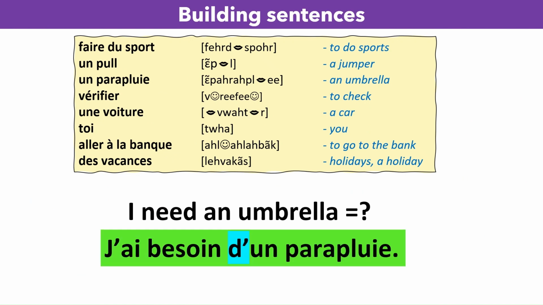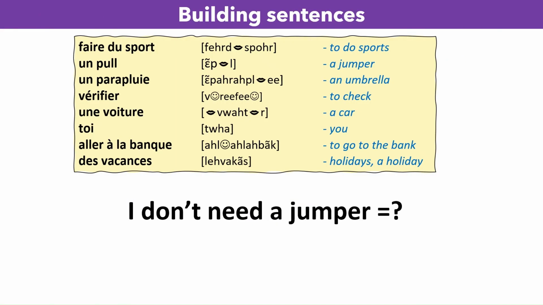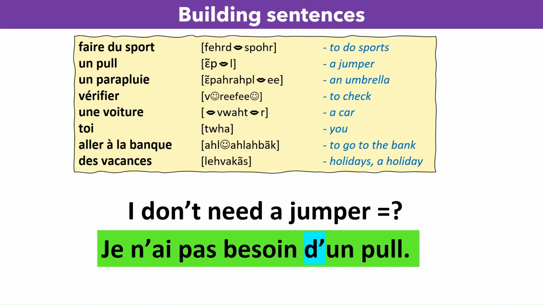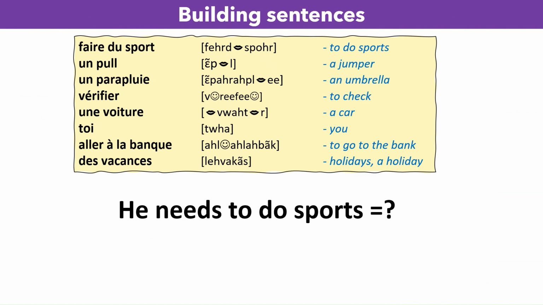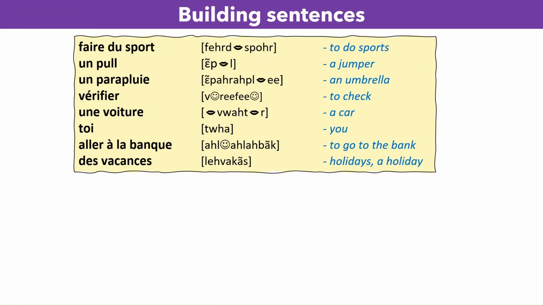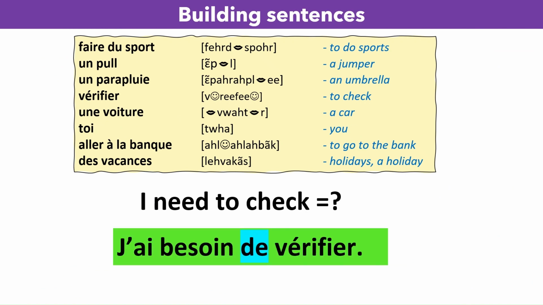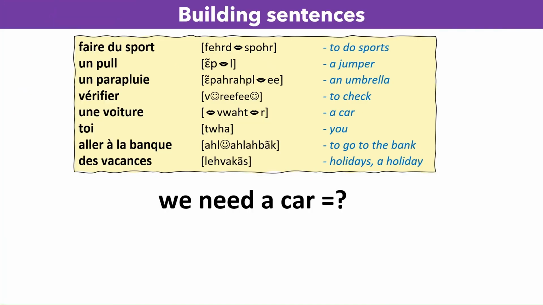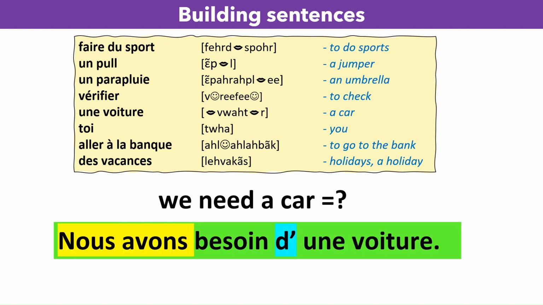J'ai besoin d'un parapluie. Je n'ai pas besoin d'un pull. Il a besoin de faire du sport. J'ai besoin de vérifier. Nous avons besoin d'une voiture.